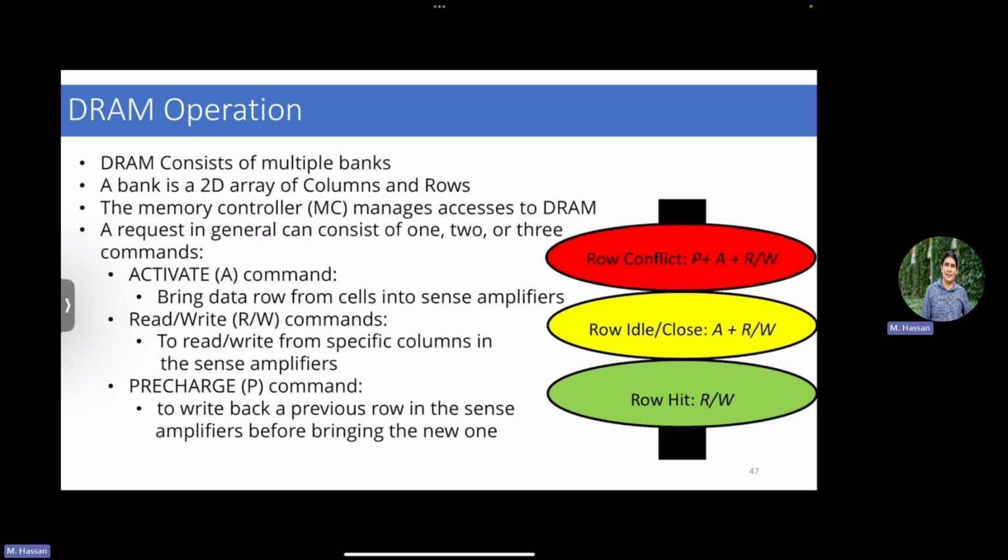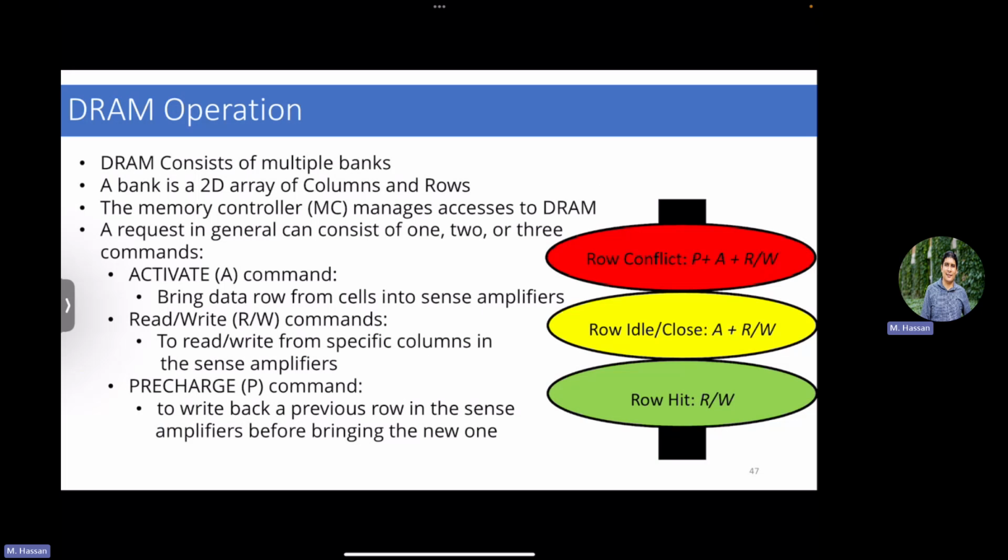Going back to our time constraints here, this is really what reflects this turnaround of bus direction. After you write, you must wait between the write and the read. You must wait for the time to start transferring the data, then the data transfer itself, then something called write to read switch, and only then can you send the read.